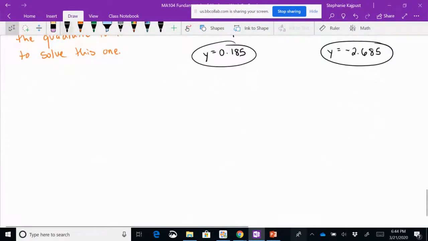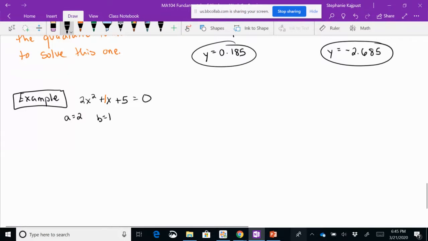Okay, here's another one. Two x squared plus x plus 5 equals 0. So if I put a 1 in front of my x, that will help me get my a, b, and c. So a is 2, that's in front of the x squared. B is 1, which is in front of the x. And then c is 5.